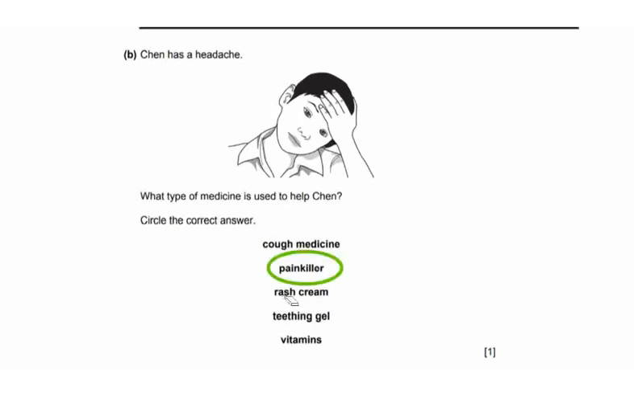Well, the answer is painkiller to reduce the pain of the headache. So that's all the quiz that we do for today with the topic humans. This is all taken from past paper. Classified topic is human for primary checkpoint science subject.